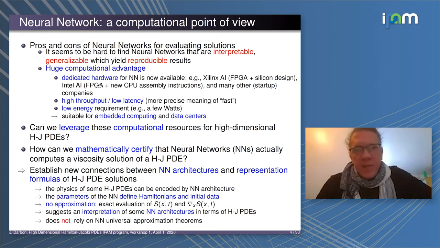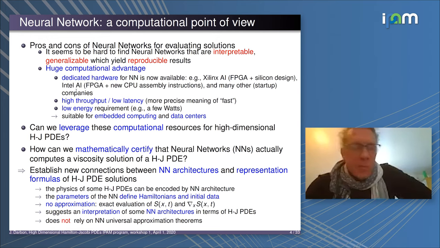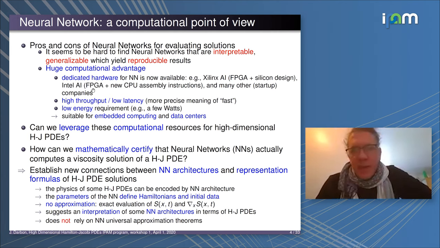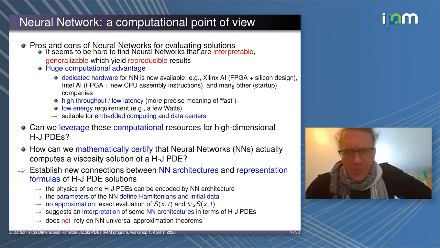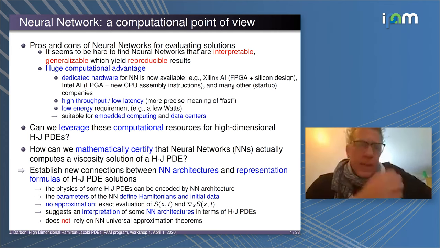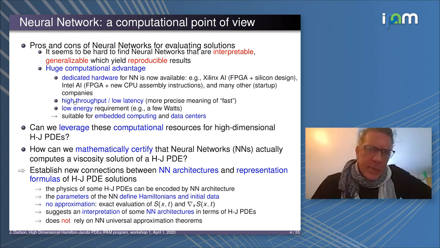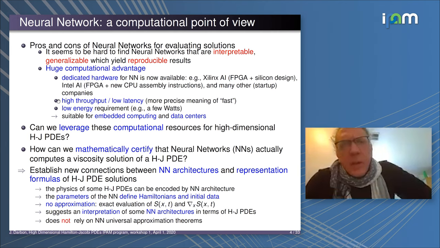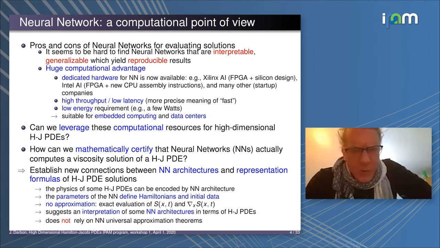So the idea is to combine those new silicon designs with the current technological chips. And as I mentioned, there are many startups that are developing chips for implementing neural networks. The main advantage of getting those chips is that you can get a more precise control of what we mean by fast. So by fast, there are essentially two notions.